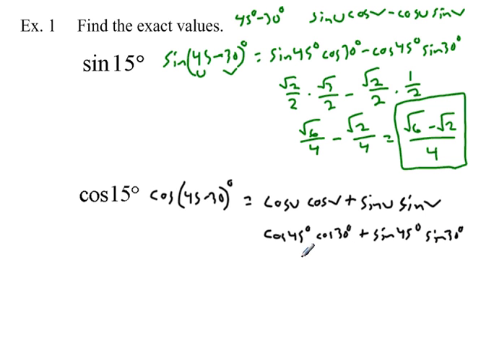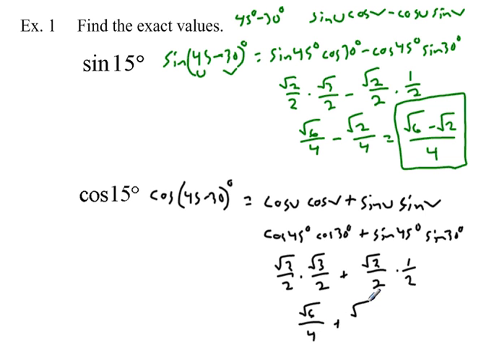And again, pulling out the unit circle here would be very helpful. This is square root of 2 over 2 times square root of 3 over 2 plus square root of 2 over 2 times 1/2. So that's going to give us the square root of 6 over 4 plus square root of 2 over 4. And again, we will write this as one fraction, square root of 6 plus square root of 2 all over 4.